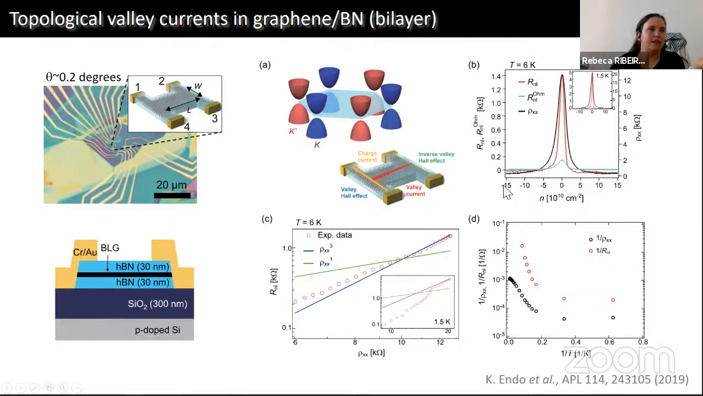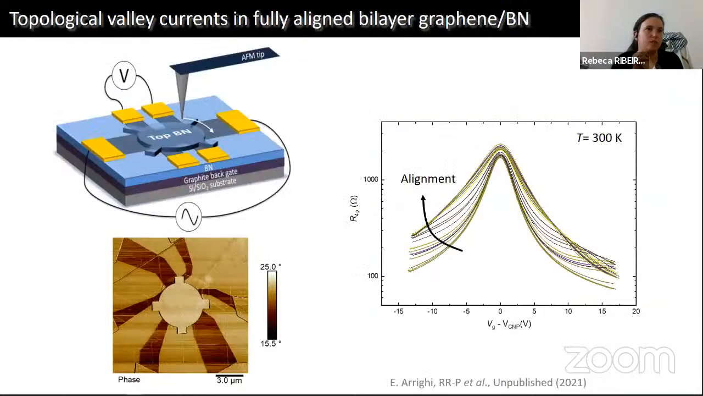So when we are talking about graphene with BN, if you remember the talk yesterday, we have to be very careful about the alignment between the layers, because this angular alignment changes a lot the electronic band structure, and it changes a lot your periodic potential. So it might also affect your topological currents. That's why we decided to perform the same kind of experiments on bilayer graphene aligned with boron nitride.